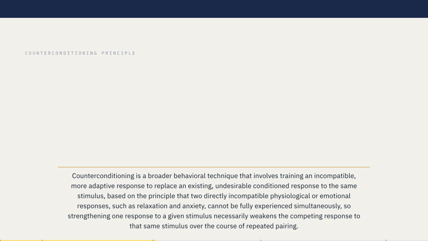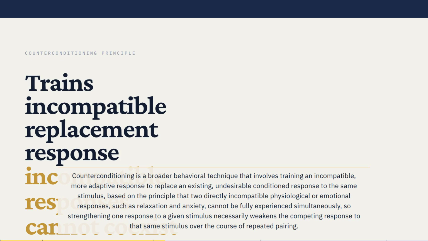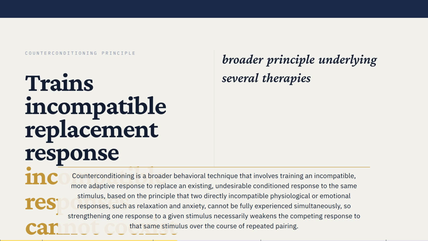Counterconditioning is a broader behavioral technique that involves training an incompatible, more adaptive response to replace an existing, undesirable conditioned response to the same stimulus, based on the principle that two directly incompatible physiological or emotional responses, such as relaxation and anxiety, cannot be fully experienced simultaneously. So strengthening one response to a given stimulus necessarily weakens the competing response to that same stimulus over the course of repeated pairing.